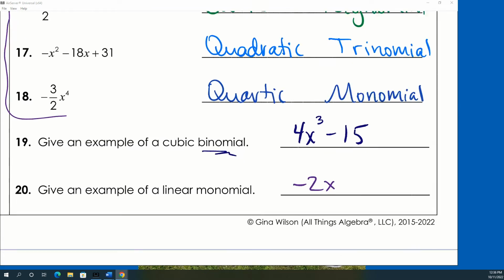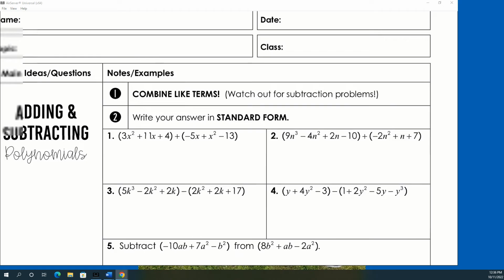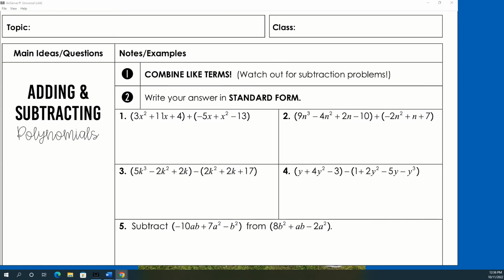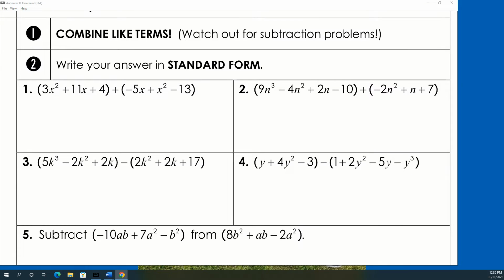All right, the other thing we're going to do today is add and subtract polynomials. So when there's addition or subtraction between your parentheses, you're not going to multiply. You're going to add or subtract. And we basically are just going to combine the like terms. On number 1 and 2, they're both adding. So I'm just going to underline the like terms as we go. Now we're going to write our answers in standard form. So we're going to start with the largest exponent.